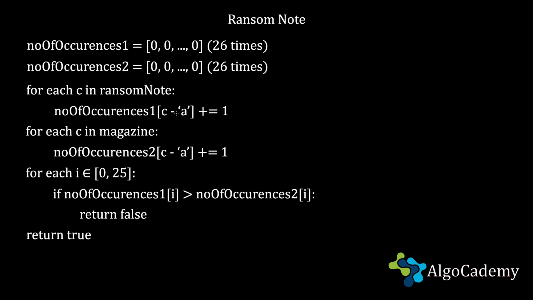Why didn't I just write number of occurrences 1 of C plus equals 1? Well, I could have done this if I used a hash table and the pairs inside the hash table were characters and integers, right? So the keys were characters, and because C is a character, this is allowed. But since I work with frequency arrays and the keys are the indices, which are integers, this C is not a valid key.